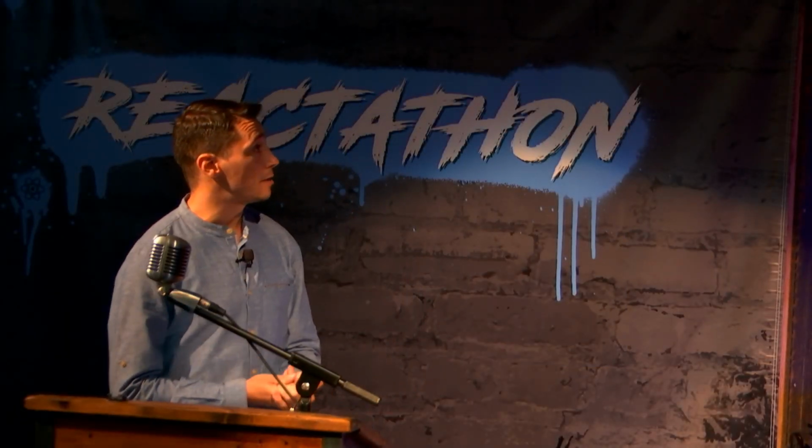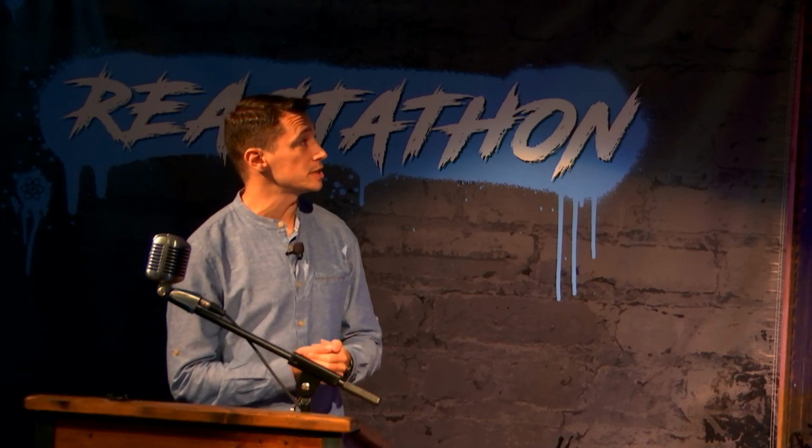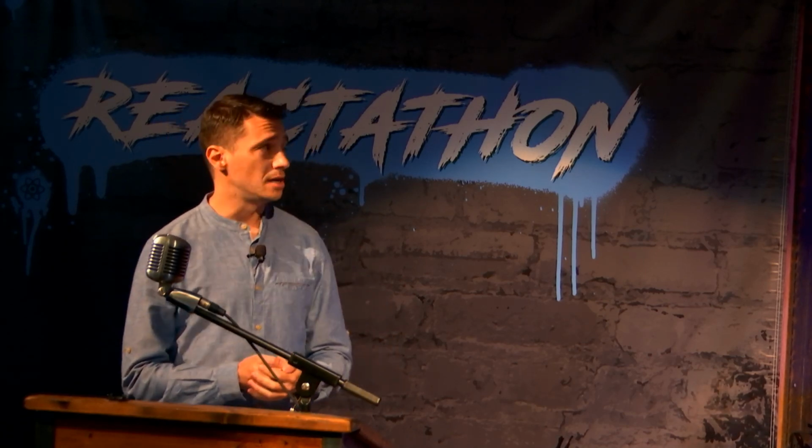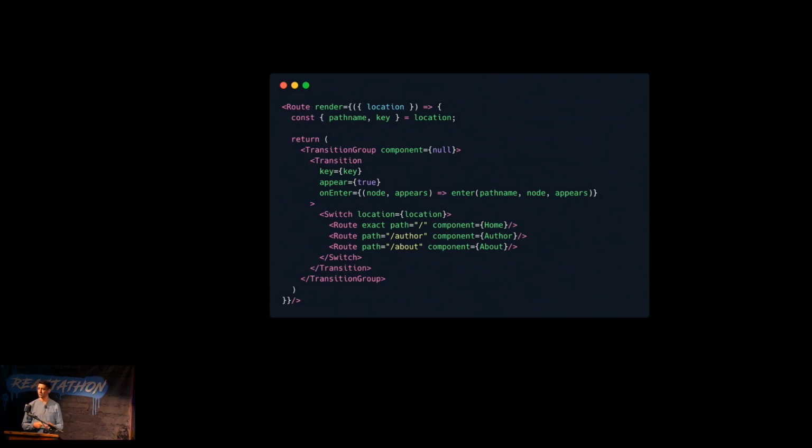So what are we doing? You see that we are getting the location, and we're extracting the pathname and the key. Every time the location changes, React Router is going to provide us with a different unique key for each change. And we're going to pass that on to the transition component.